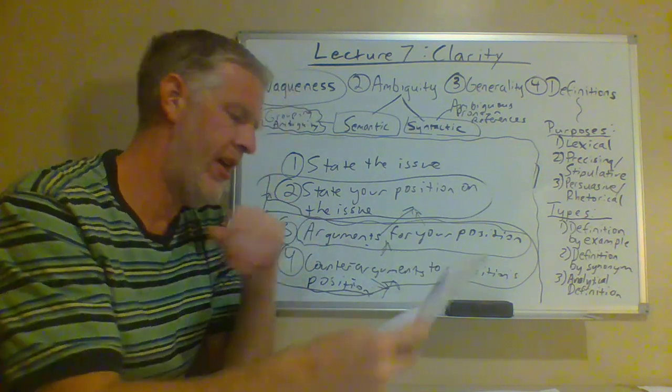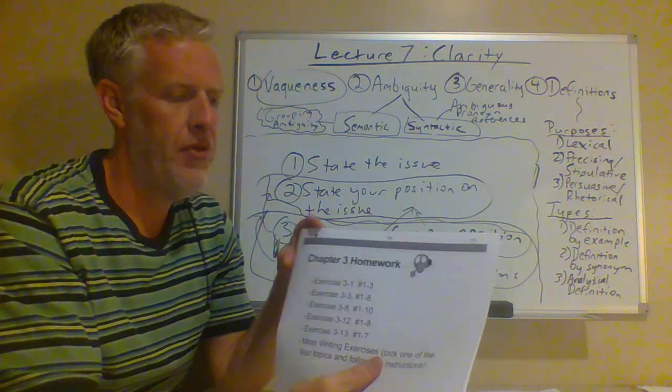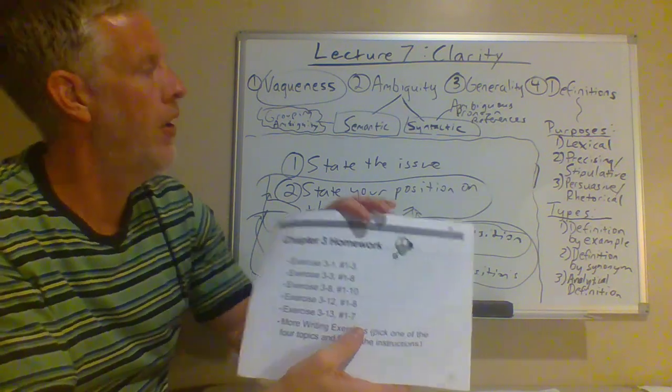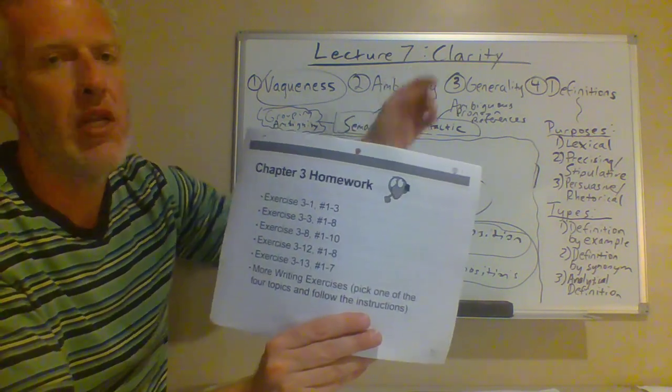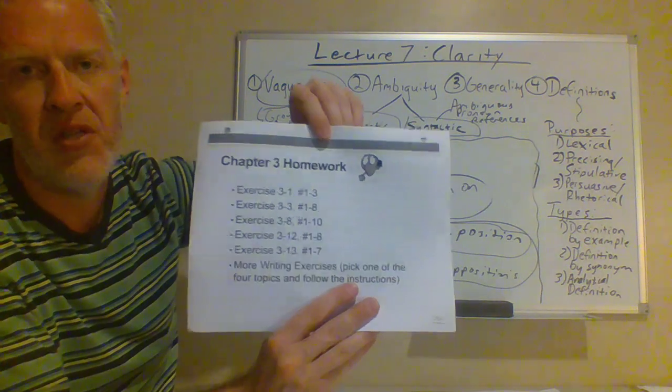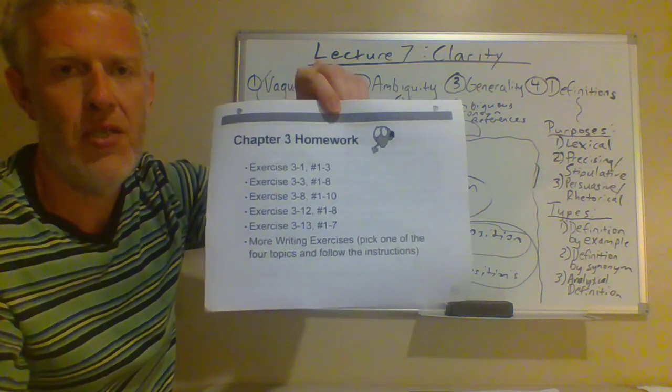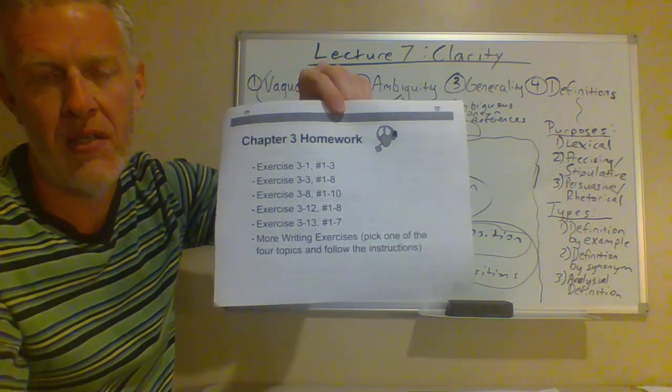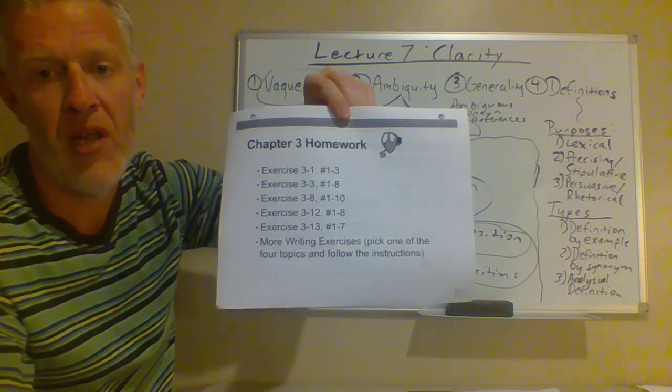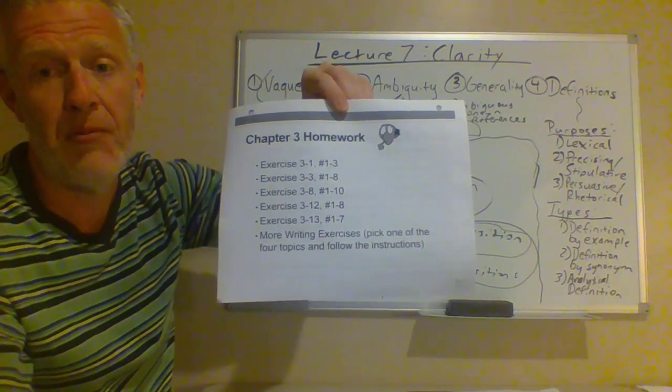Okay. So that's it. I will leave you then with the chapter 3 homework. Again, lecture 7, clarity, corresponds to chapter 3 in the text. And so the next time I see you, we will be discussing credibility for lecture 8, which again corresponds to chapter 4 in the text.